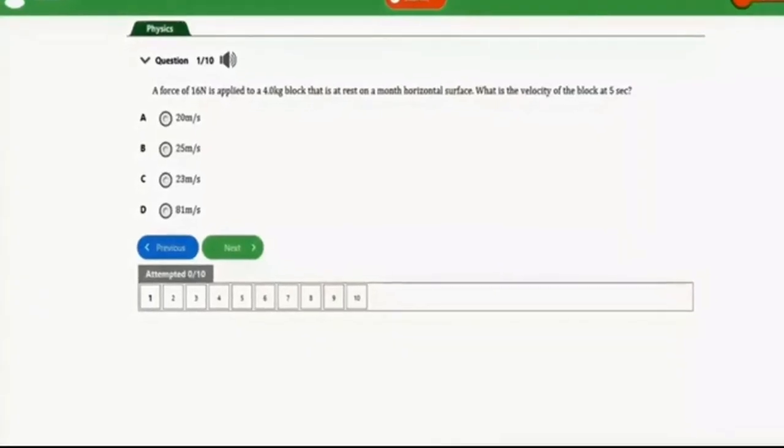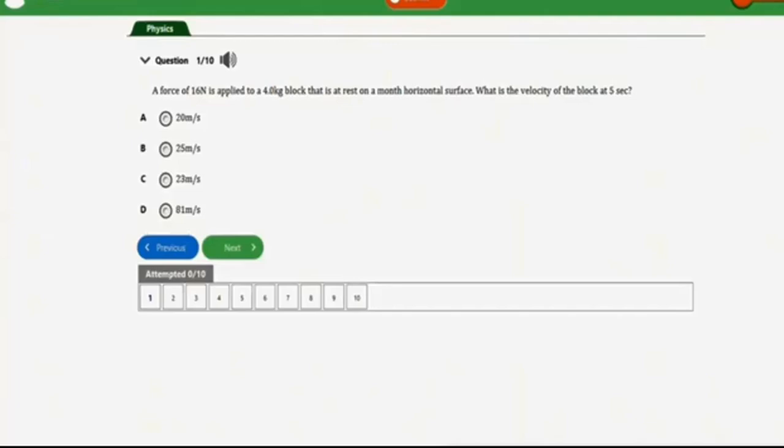In this video, we're going to learn how to solve problems involving Newton's laws of motion for your physics. So let's get started. The first question says, a force of 16 Newton is applied to a 4.0 kilogram block that is at rest on a horizontal surface. What is the velocity of the block at 5 seconds?